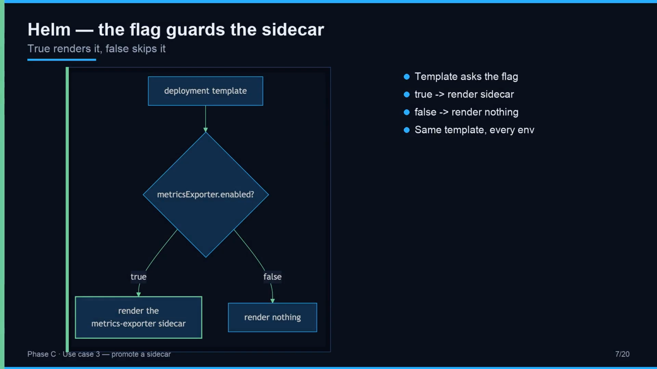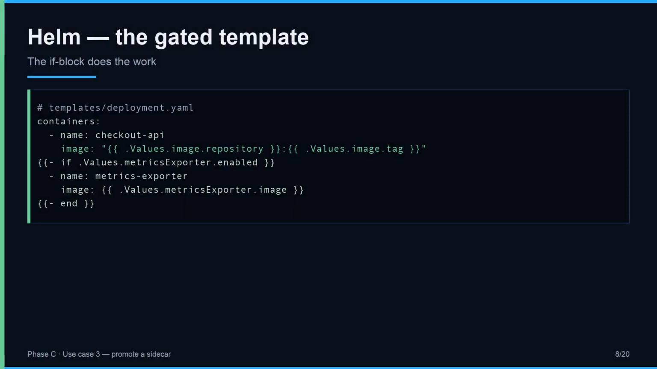See the gate. The deployment template asks, is the metrics exporter enabled? If true, it renders the sidecar container. If false, it renders nothing at all. So the very same template serves every environment, the values file alone decides whether the sidecar appears. One template, many outcomes.